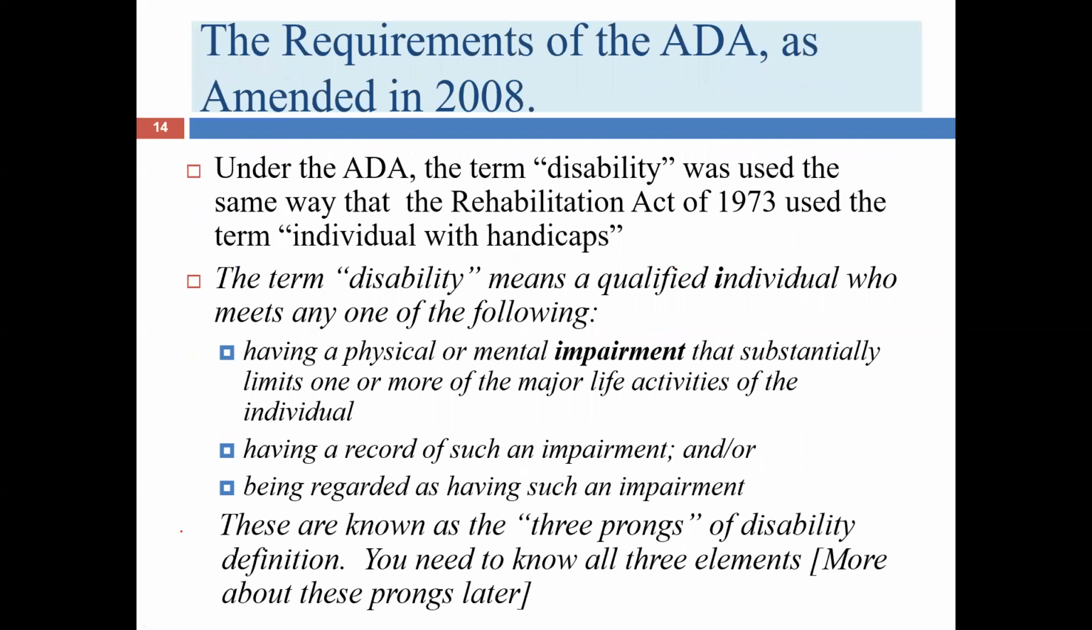Okay, so now we have the definition of disability. We're going to be spending a lot of time with this definition. You'll see it on several other slides as we go forward. So let's see it for the first time now and realize that we're going to see it many, many more times. So the term disability means a qualified individual. We already talked about that part of the definition. And now we're going to talk about our three situations here.